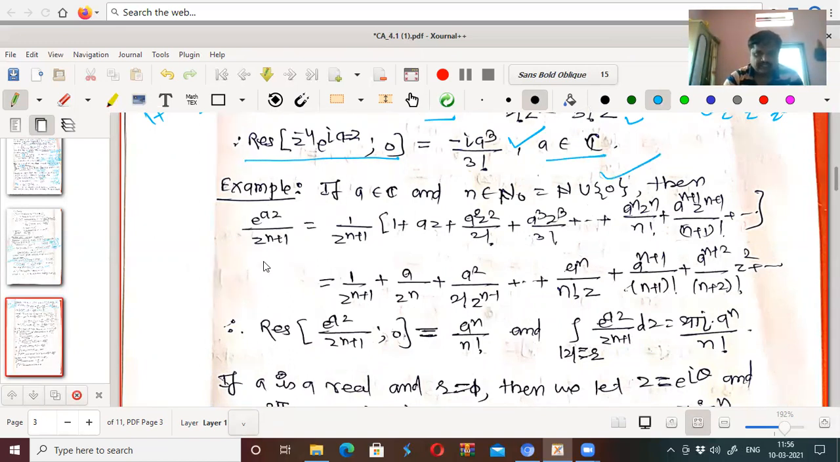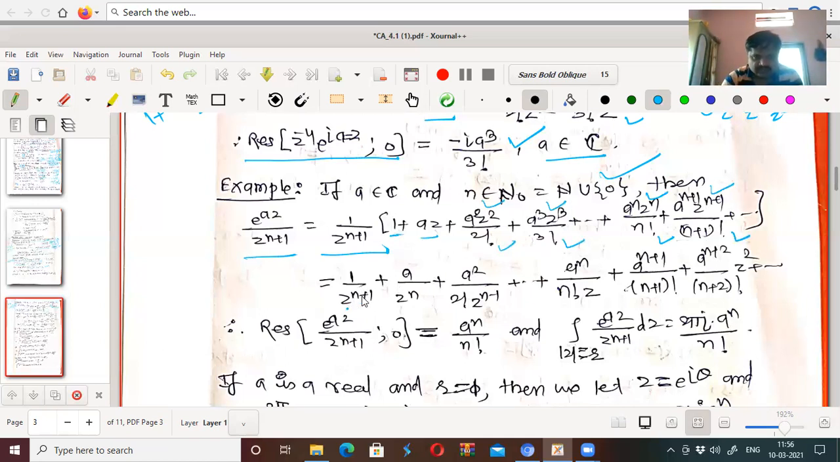Then e to the power a z upon z raised to n plus 1 can be written as 1 upon z raised to n plus 1, as it is, times e to the power a z. What is the expansion of e to the power a z? That becomes 1 plus a z plus a square z square upon 2 factorial plus a cube z cube upon 3 factorial up to a raised to n z raised to n upon n factorial, a raised to n plus 1 z raised to n plus 1 upon n plus 1 factorial and so on, infinite terms. I will multiply this by 1 upon z to the power of n plus 1.